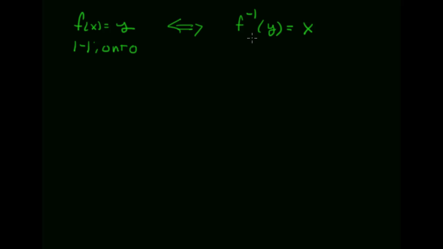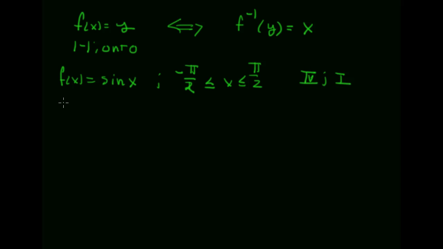Like the inverse of addition is subtraction, the inverse of multiplication is division, the inverse of a square is a square root. These kinds of things are inverse functions. The trig functions also have inverses, but I have to make some restrictions. F of x equal to the sine of x is only going to have an inverse if I restrict x from negative pi over 2 to pi over 2. This means I'm going to restrict it to quadrants 4 and 1.